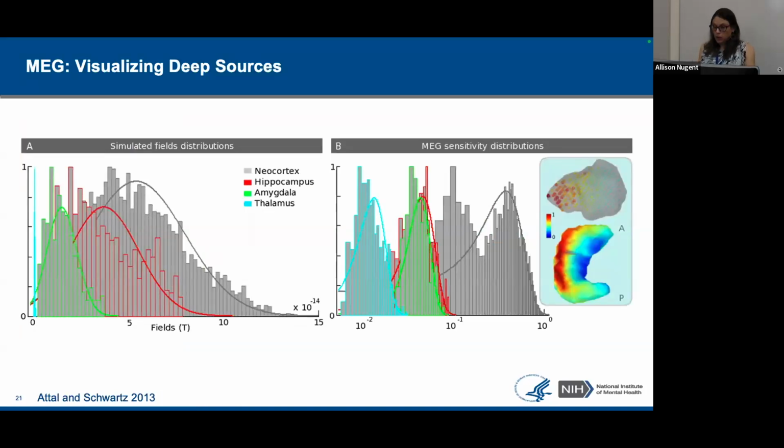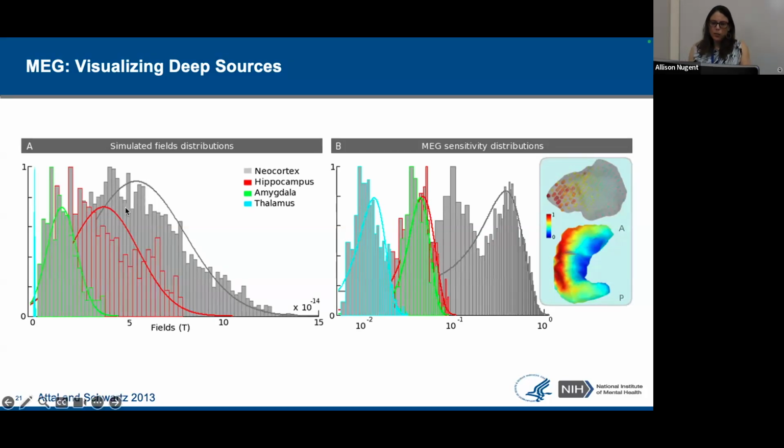To switch gears a little bit, I want to bring up a common myth about imaging, which is that MEG can't visualize deep sources. It is absolutely true that the fields outside the head from deep sources in the brain are lower than those from the cortex. But that's not to say that they're not possible to measure.